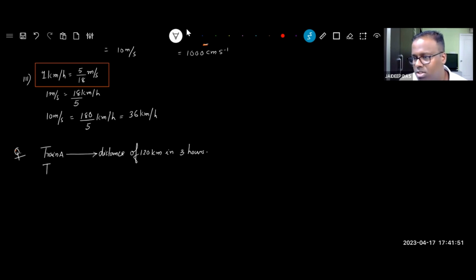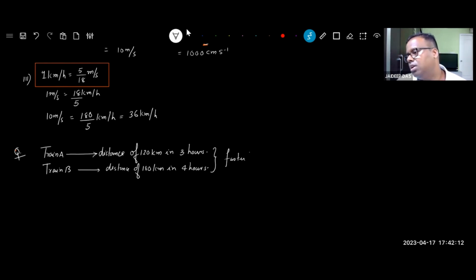And there is another train, train B. It covers a distance of 180 kilometers in 4 hours. Out of these two, you need to tell me which is the faster train. Now, what determines you are fast or slow? Your speed. Your speed determines.